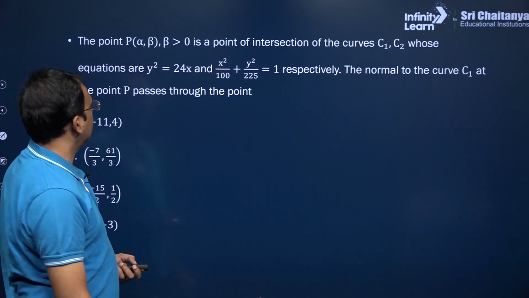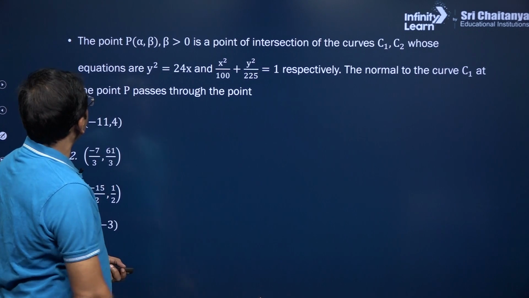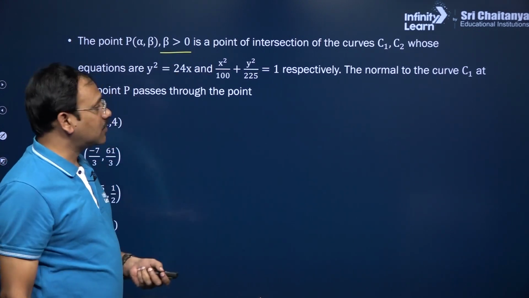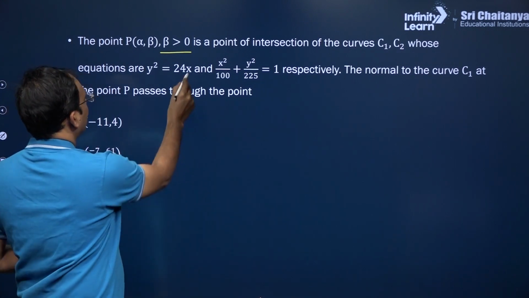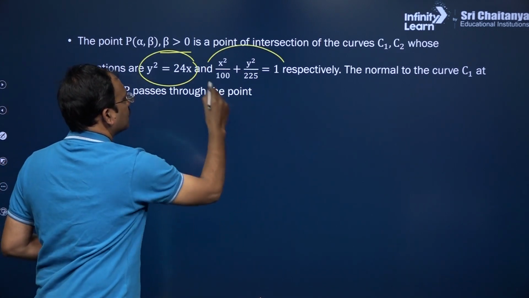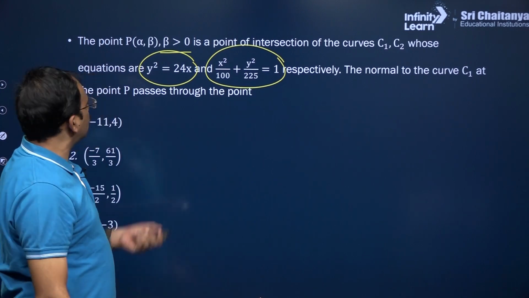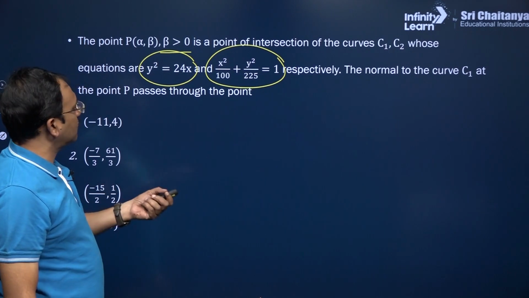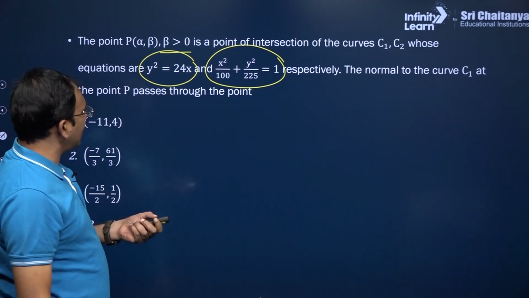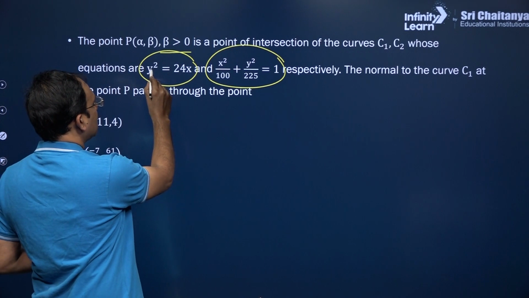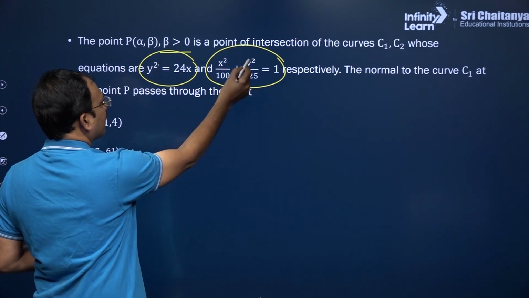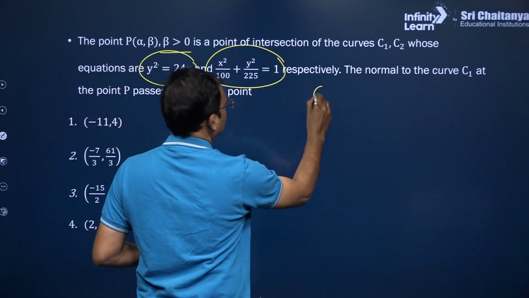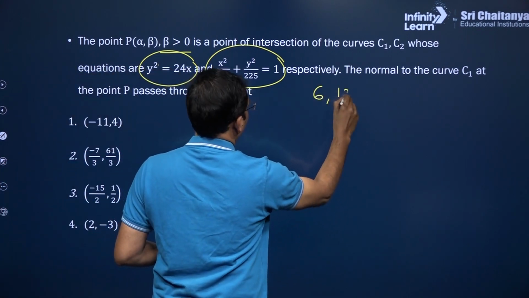Right. Next. The point P alpha comma beta, where beta is positive, is the point of intersection of curve 1 and curve 2, where curve 1 is this parabola, curve 2 is this ellipse. So, the normal to the curve C1 at the point P passes through the point. That means you have to find the point P. You need to solve this equation, my dear friends. Simply replace y square by 24x. You are going to get the point of intersection to be 6 comma 12, my dear friends.